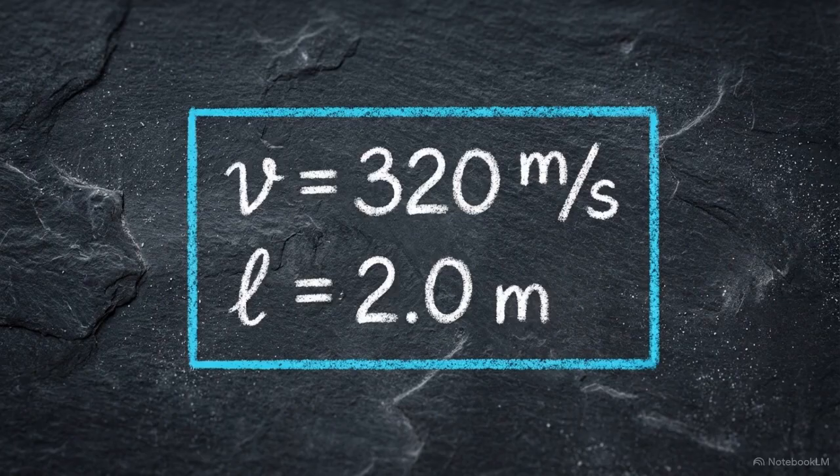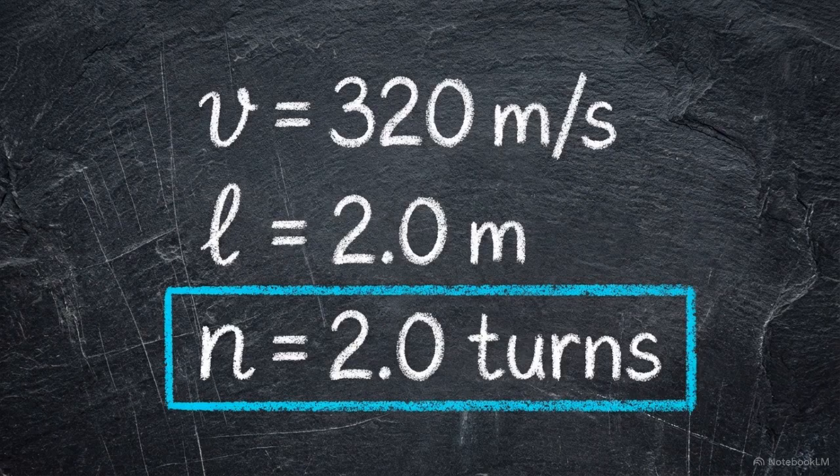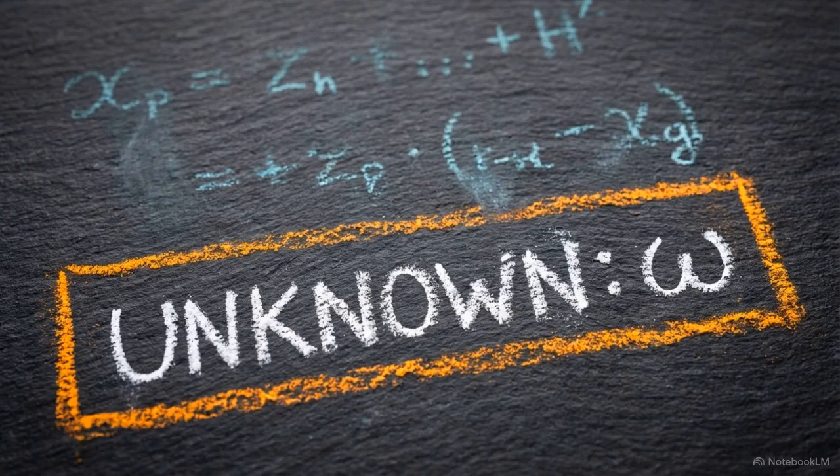We are given a barrel length of 2 meters, a final velocity of 320 meters per second, and 2 internal turns. Our objective is to determine the final angular velocity, omega, at the exact moment of escape.